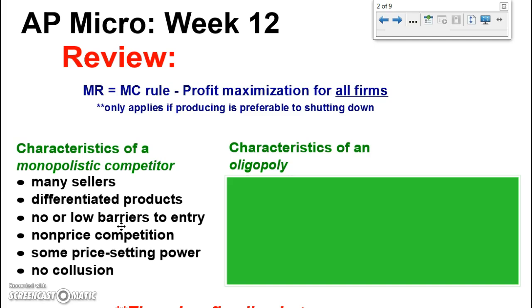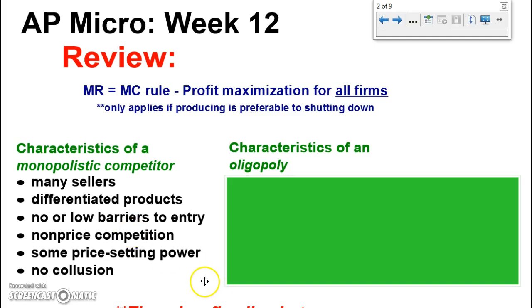There are no or very few barriers to entry, so it's very easy for other firms to enter, but again, they're not going to be making exactly the same product. There is non-price competition, which means there's quite a bit of advertising. There's some price setting power, which means at least in the short run, and possibly for a longer period of time, firms in monopolistic competition might see economic profit. And there is no collusion, generally because there are so many firms in monopolistic competition that collusion is almost impossible.